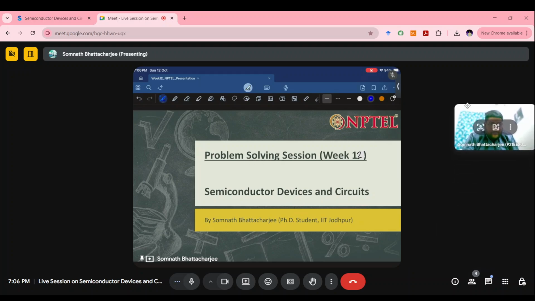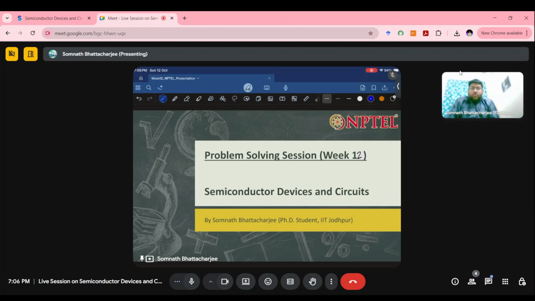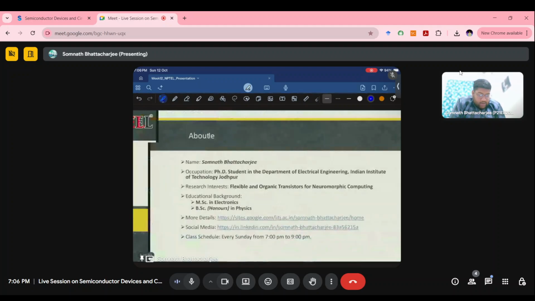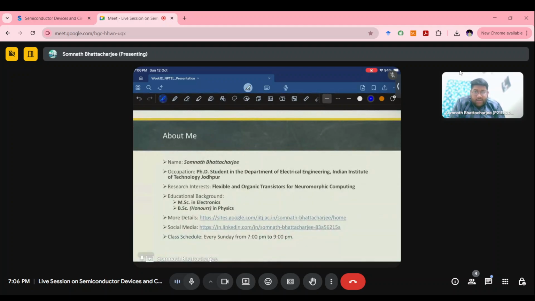So, welcome to the last problem solving session of this course, that is Semiconductor Devices and Circuits, last regular week. So, this is week 12 of this course. And so, my name is Shomnath Bhattacharjee. I am currently pursuing my PhD from the Department of Electrical Engineering, IIT Jodhpur. And for the past 4 years, I have been working on flexible and organic transistors for neuromorphic computing. So this is our last course.